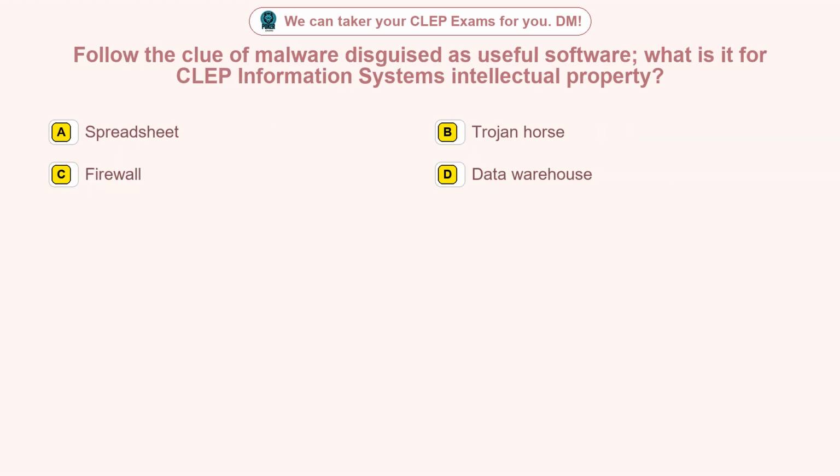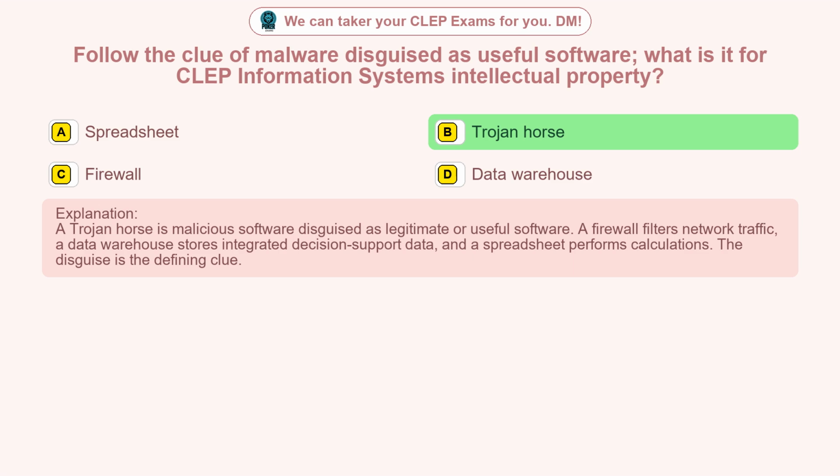Question 41. Follow the clue of malware disguised as useful software. What is it for CLEP Information Systems intellectual property? Option A. Spreadsheet. Option B. Trojan horse. Option C. Firewall. Option D. Data warehouse. The correct answer is option B. Trojan horse. A Trojan horse is malicious software disguised as legitimate or useful software.